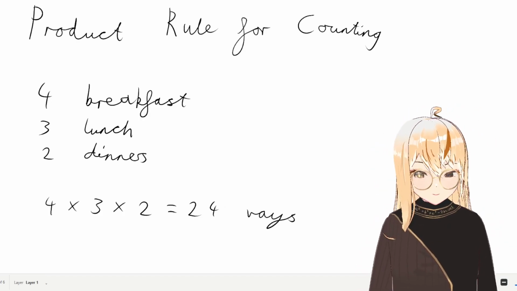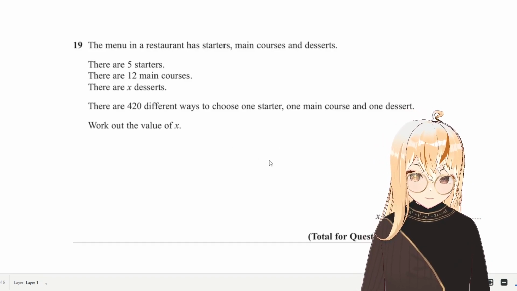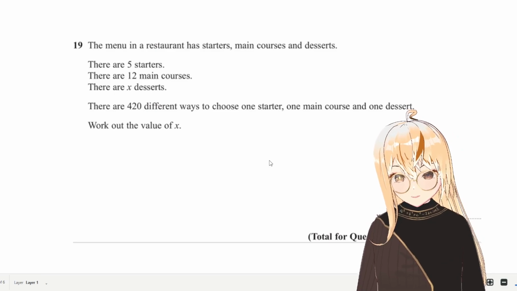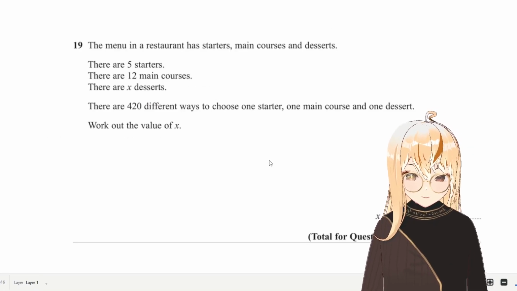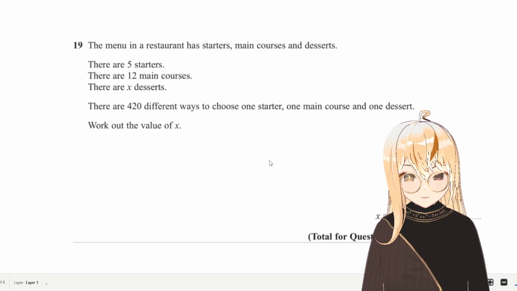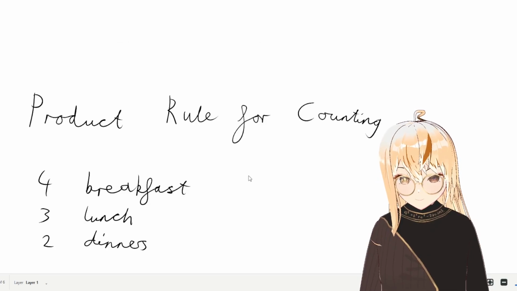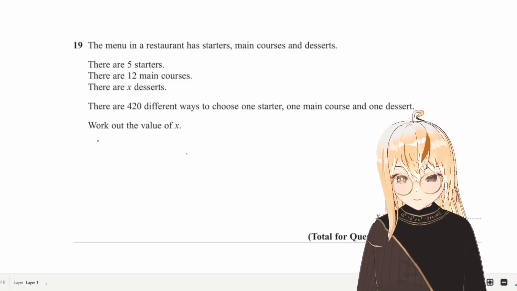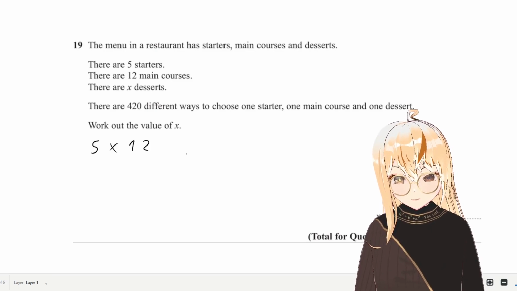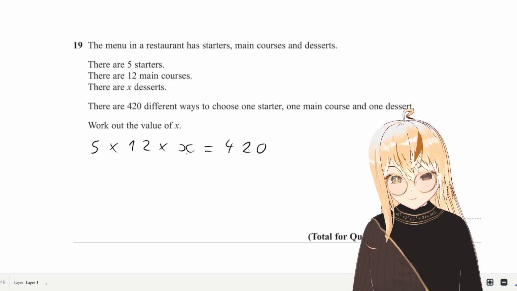Now I've prepared some questions from past papers, and here's the first one that I want us to try. It tells us there's 5 starters, 12 mains, and X desserts, so we need to find out how many desserts there are. And it says that there's 420 different ways to choose them. Using what we've learnt, we can just say that 5 times 12 times x is equal to 420.